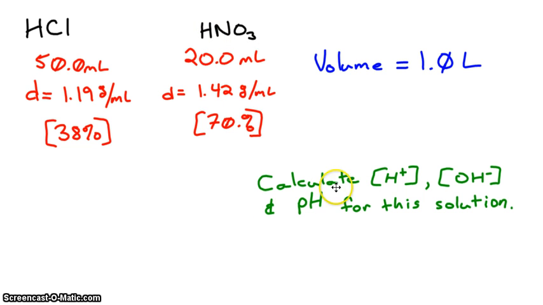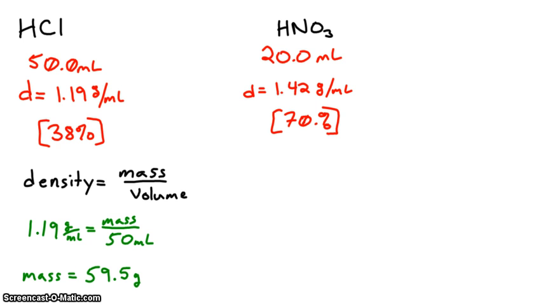We are asked to calculate the hydrogen ion concentration, hydroxide ion concentration, and pH for the solution. To determine the hydrogen ion concentration, we're going to need to know how many moles of each chemical is present in the initial sample. The first thing I'm going to do is determine the mass of HCl. Knowing that the density is 1.19 grams per milliliter and there's 50 milliliters of the sample, we can use the density to calculate the mass. So 50 milliliters of HCl has a mass of 59.5 grams.